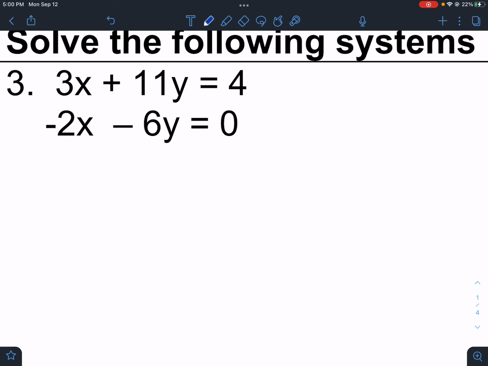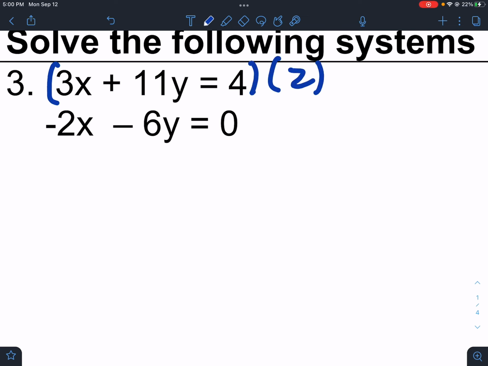Well, if this was 6x and this was negative 6x, when I combine them, wouldn't my answer be 0x? And that would eliminate, that's what elimination means, it would eliminate one of my letters. Let me just kind of play it out. I think it's easier to understand if you see it.